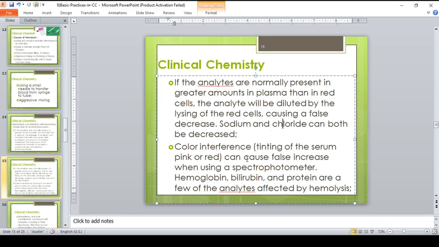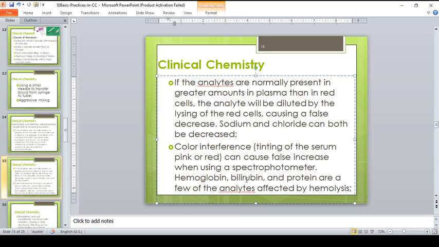Color interference, tinting of the serum, pink or red, can cause a false increase when using a spectrophotometer. So if you use the method of spectrophotometer to measure the analyte, that may also lead to false increase in value.